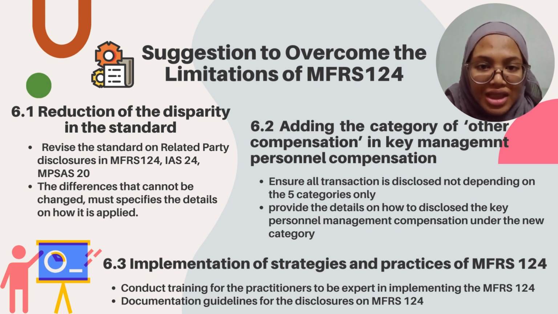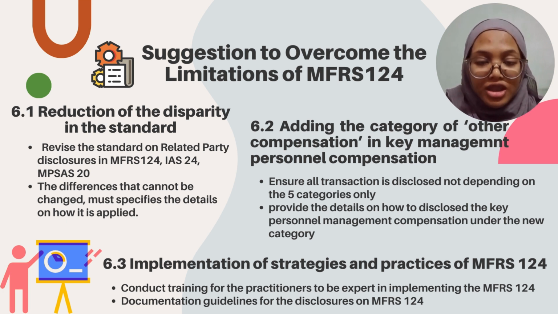It is also necessary to provide the details on the differences in content that cannot be changed, so that the accountant knows when and where to disclose the requirements that are different between those three standards in the financial statement. The second suggestion is about adding another category of compensation in key management personnel compensation, which is other compensations.